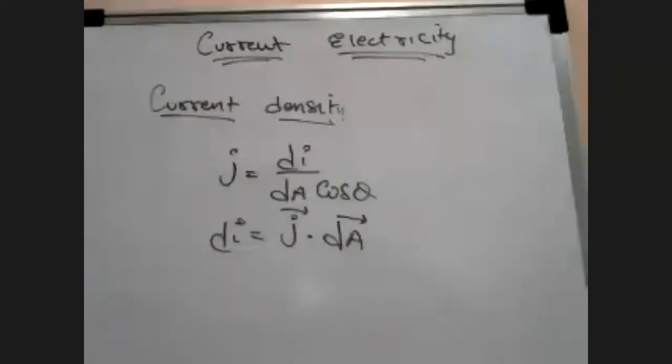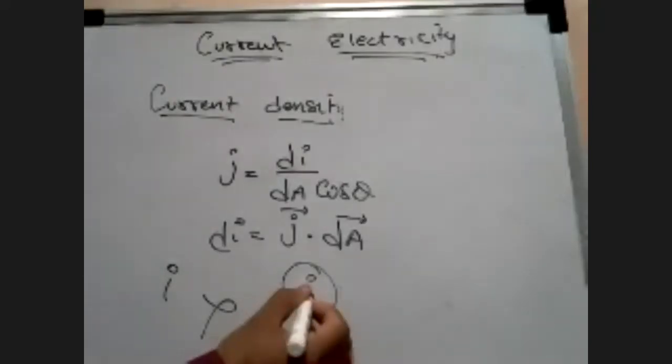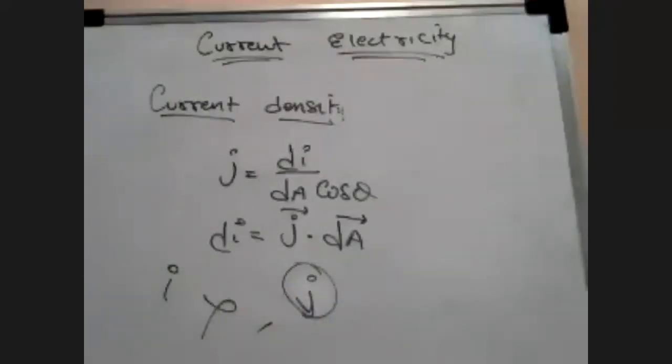So please remember one important thing. Current is not a vector, but current density is a vector. Current density is a vector. There can be questions on this, whether current density is a vector. So you know now, current density is a vector. Current is not a vector.